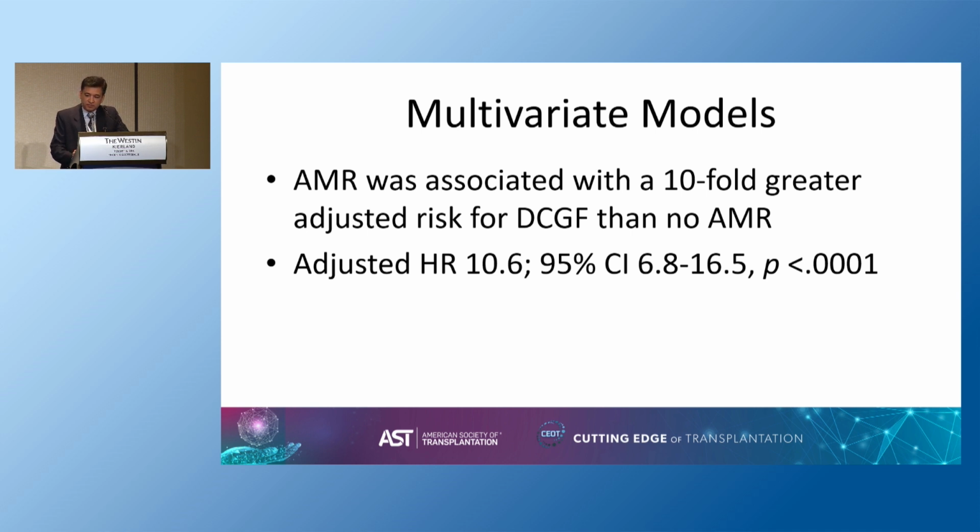What was daunting was that AMR was associated with a 10-fold higher risk of death-censored graft failure compared to the patients that did not have AMR. The adjusted hazard ratio was 10.6, with a confidence interval of 6.8 to 16.5, and the p-value was quite significant at 0.01. So again, we are at least able to find the AMR diagnoses in these cohort studies, and we know that this is a pretty bad prognostic feature.